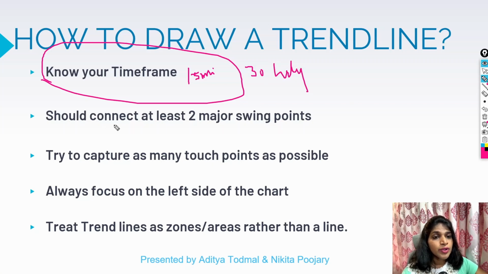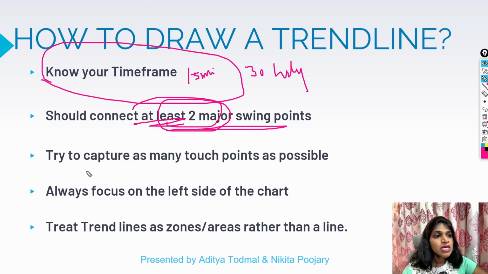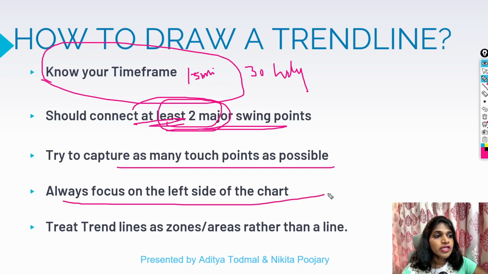A trend line should connect a minimum, this is at least, which means minimum 2 major swing points. Try to capture as many touch points as possible, which means you will have to do frequent adjustments to your trend lines as and when the day progresses or as and when the price action happens. Always focus on the left side of the chart, which means you have to zoom out your charts. Roughly, you would require 200 to 400 candlesticks on your chart before drawing a good trend line.